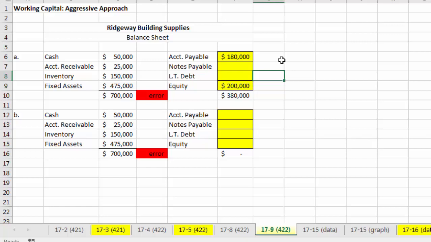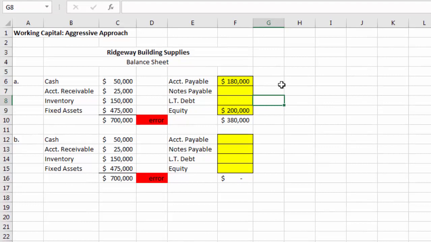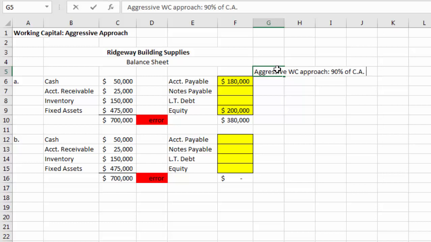It means that nearly all of our current assets, both temporary and permanent, are financed by current liabilities. And what's the exact percentage there? Well, the book doesn't really say. We could pick a number. Let's say 90%. Let me just write this down for us: aggressive working capital approach, 90% of current assets financed by current liabilities. So that'll be the benchmark we go for.